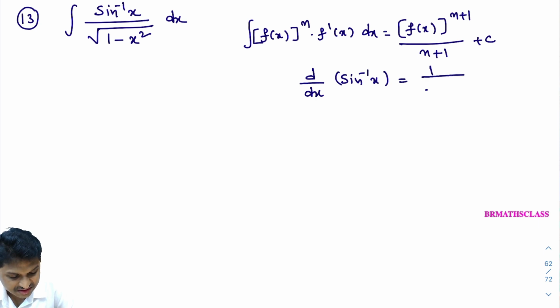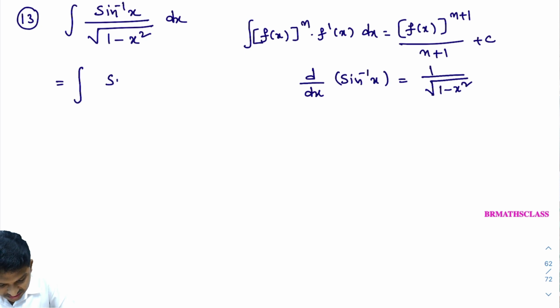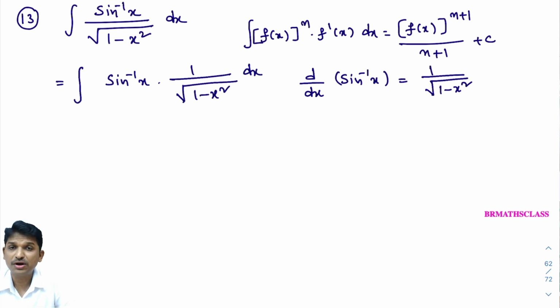Derivative of sin inverse x is 1 divided by root over 1 minus x square. Okay, this is the formula. So what I'll do here, I'll rearrange this function a little bit: sin inverse x into 1 divided by root over 1 minus x square dx. I hope you are understanding.